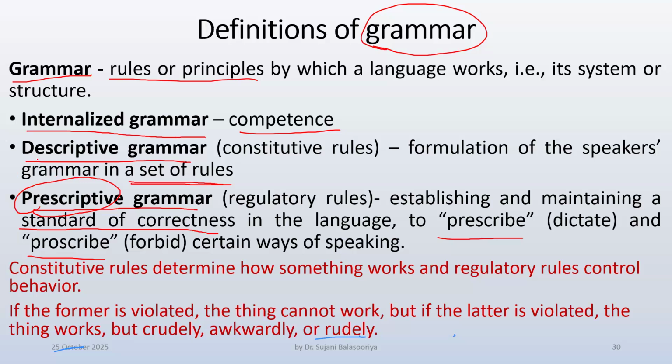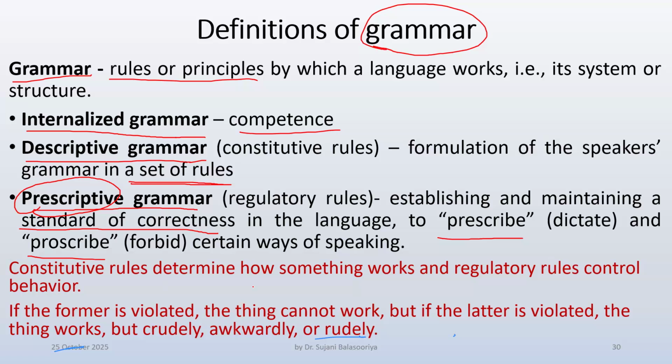But when we talk about descriptive grammar, it doesn't tell us you should do this, you should not do this. Nothing like that. Descriptive grammar simply gives us a set of rules. Okay. That's the difference between descriptive and prescriptive grammar. So these two terms are very important when we talk about grammar.